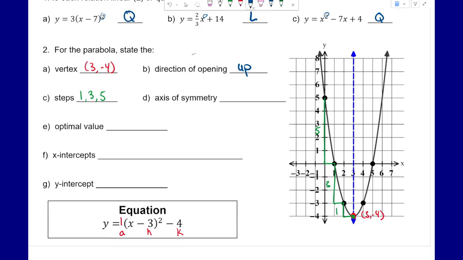The axis of symmetry. The axis of symmetry is this blue vertical line. It is in the form x equals, and what it equals is the x value of the vertex, which is 3. You could also look at what x value this line is going through, and we see that it's going through 3. So that is what x is equal to. That's the equation of our axis of symmetry. The optimal value is just the y value of our vertex. In this case, the optimal value is minus 4.